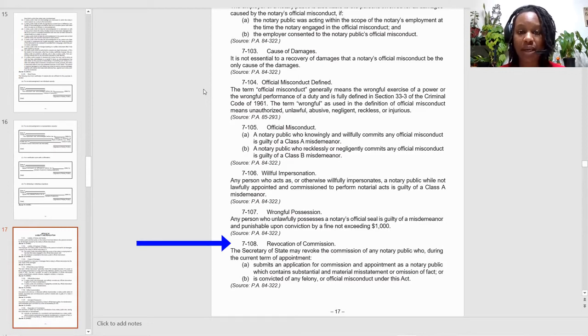Or B, is convicted of a felony or official misconduct under this act. We all know from episode 1, my first video of this series, if you are a felon, you cannot become a notary public, but if you have been convicted of a felony within your term, then your commission will be revoked. Ending page 17.